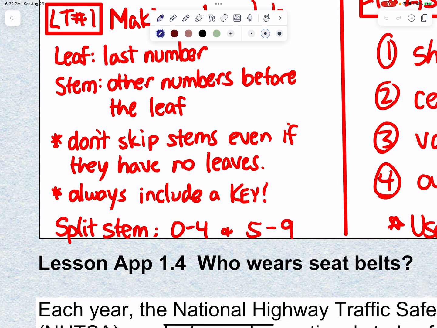If you split a stem, that's data from 0 to 4 and 5 to 9 instead of data from 0 to 9. You can also split it twice, where it's 0 and 1, 1 is a stem, and then 1 and 2, 2 and 3, and so forth and so on.